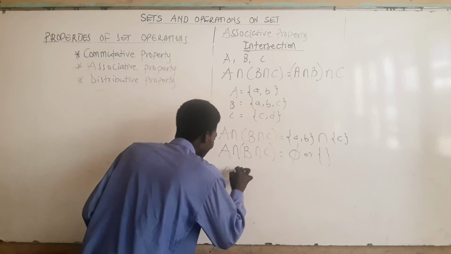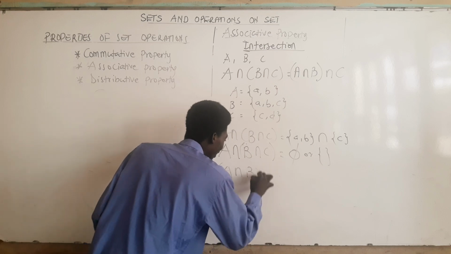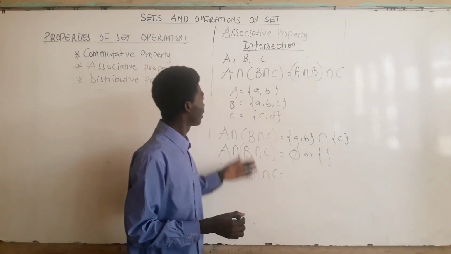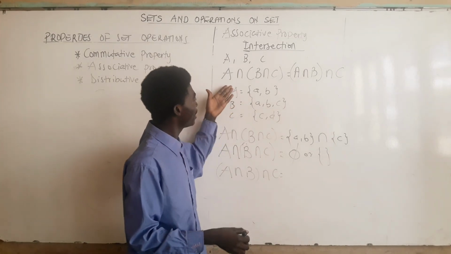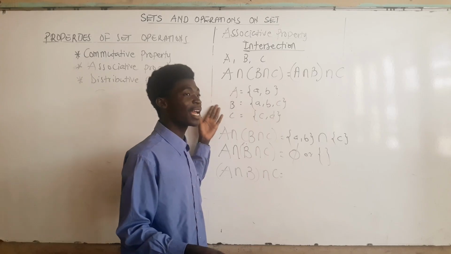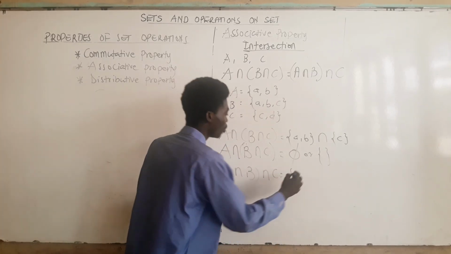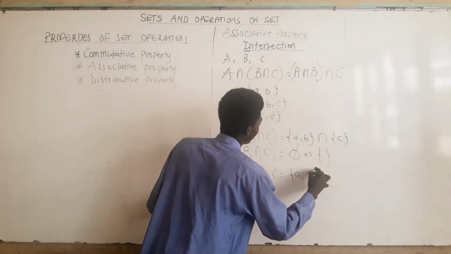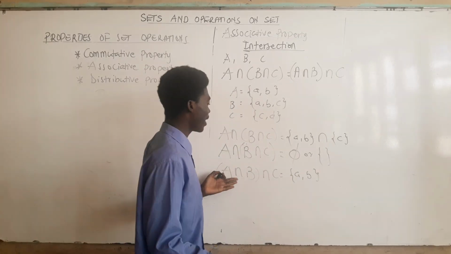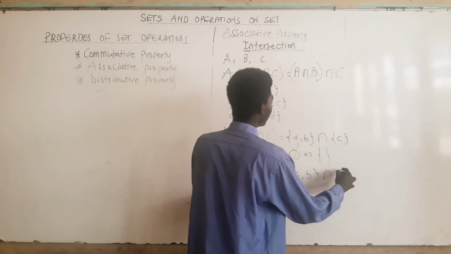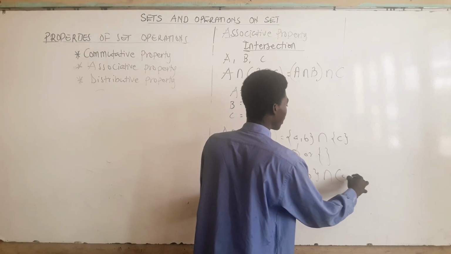So we have (A intersection B), in one bracket, intersection C. Let's see: which element can be found in A and at the same time in B? That is the first one. So we have a and then b, right? Okay, so a and b intersection C. Now C here is c and d.